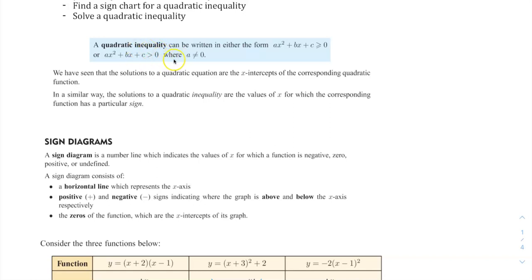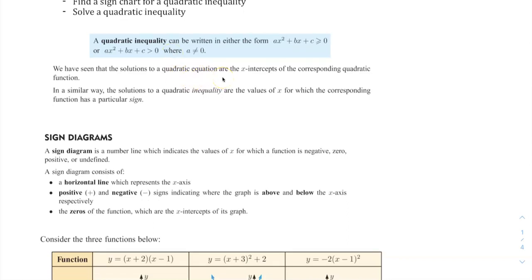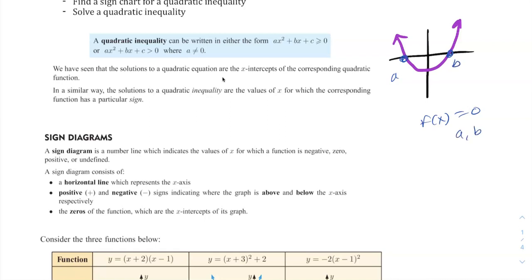Now, how do we solve these? We don't solve them the same way we solve a quadratic equation. Well, for the most part. In a quadratic equation, we're looking for the x-intercepts, right? So if I give you a graph that looks like this, I want to know where f of x equals 0. You're like, oh, where it hits the x-intercepts, like A and B, we'll say.